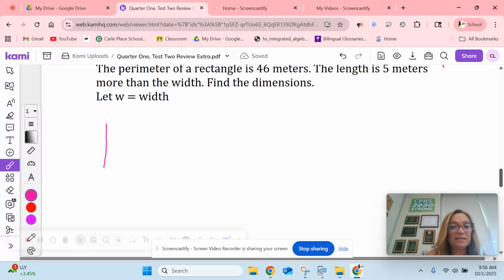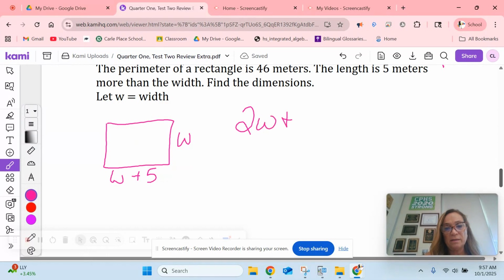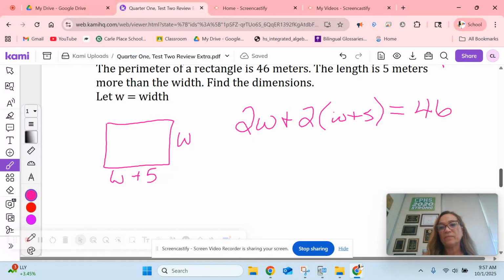All right, perimeter. Perimeter goes around the outside, round the outside, round the outside. Use a W. Try to use the letter they give you, but if you don't use the letter they give you, you can just cross out the W and make it an X if you accidentally use an X. I do that sometimes, it's just like habit. The length is 5 meters more, so again, that means to have 5 more. And perimeter goes around the outside, so there's 2 widths plus 2 of the lengths, and that's going to equal 46. And you know, there's a lot of things you can do here. Some kids actually cut the perimeter in half and just do 1 width and 1 length equals 23, and that's cool.